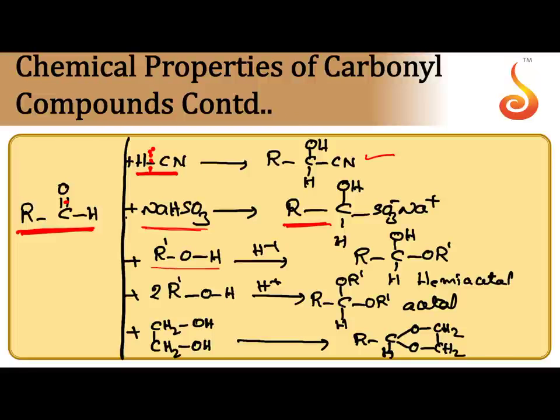Then addition reaction with alcohol: the C=O pi bond is broken and the OH bond is broken. H goes to oxygen, OR goes to carbon. So on the same carbon, alkoxy group and hydroxy group both are there. Such a compound is called hemiacetal.